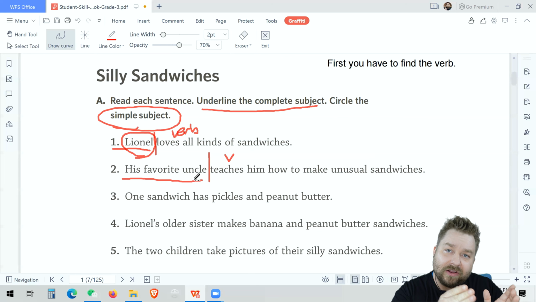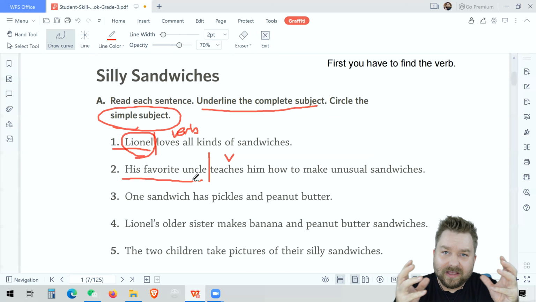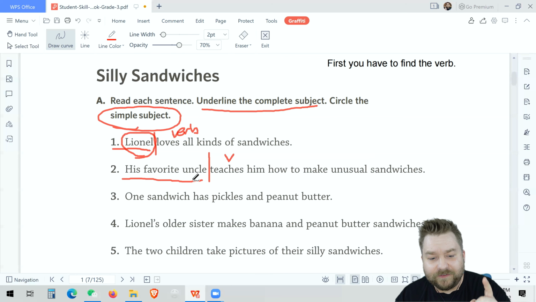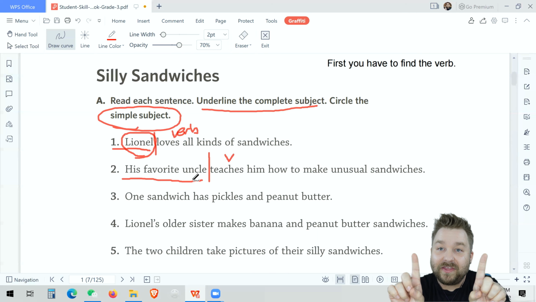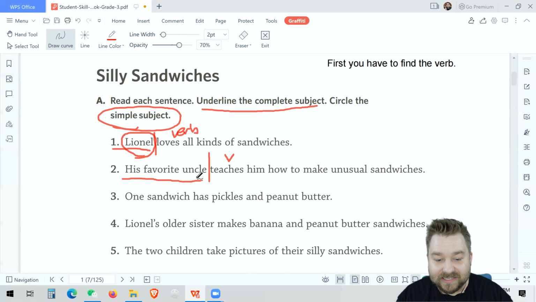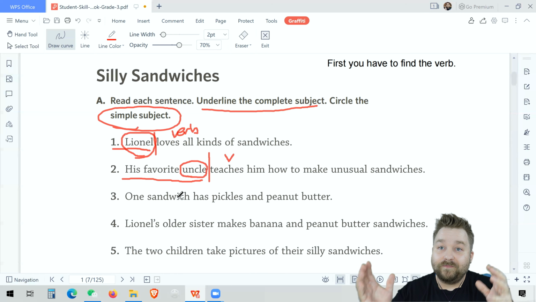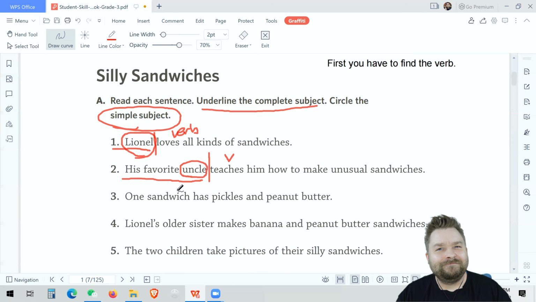Now, let's look in our complete subject and find the one word that that subject is about. His favorite uncle. Well, what's the important thing? Remember on the first sentence we said Lionel does something, right? Lionel loves. Well, in this subject, what does the thing do? The thing teaches, right? Who teaches? What teaches? The uncle. There you go. See how they match? That simple subject matches our verb. So uncle is our simple subject. His favorite uncle is the complete subject. It's pretty easy, right? Look at that. Just a few minutes and you've already figured it out.